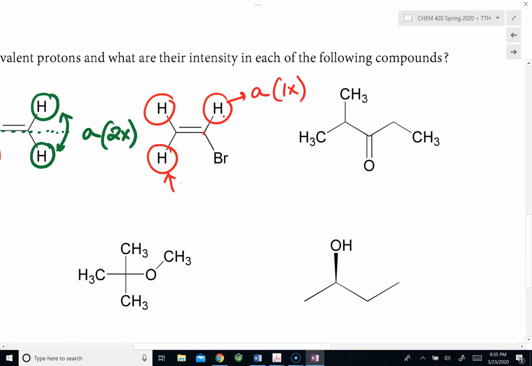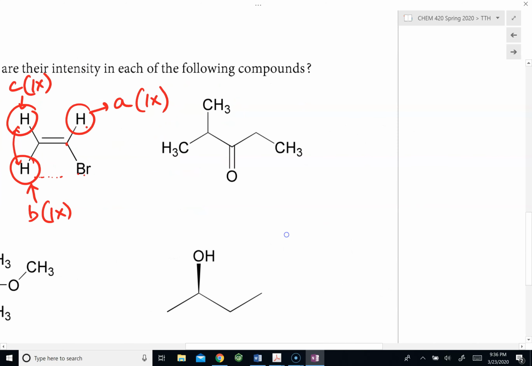We will expect to see a different signal for this hydrogen. Let's call this signal B, and signal B will be 1 times the intensity. And this hydrogen will be signal C, and 1 time the intensity as well. So we would expect to see 3 distinct signals for this molecule. Now notice hydrogen B and hydrogen C are not the same thing, again because of their proximity to the bromine. This hydrogen is much closer to this bromine compared to this hydrogen, so they can't be the same.